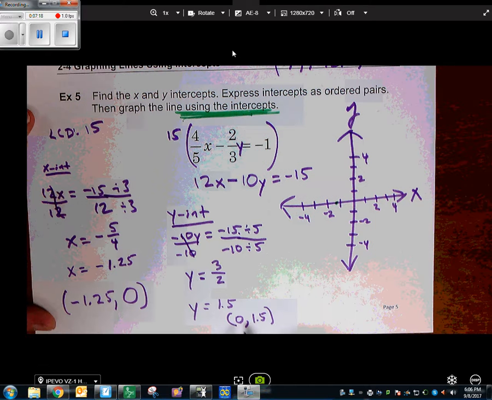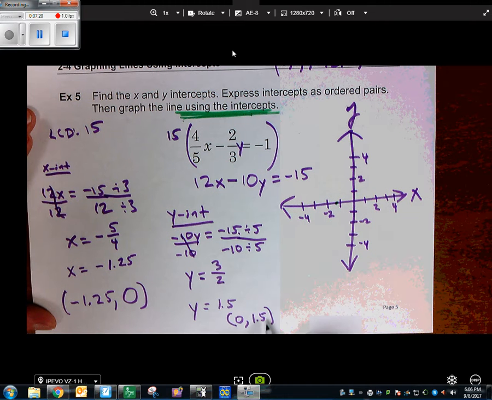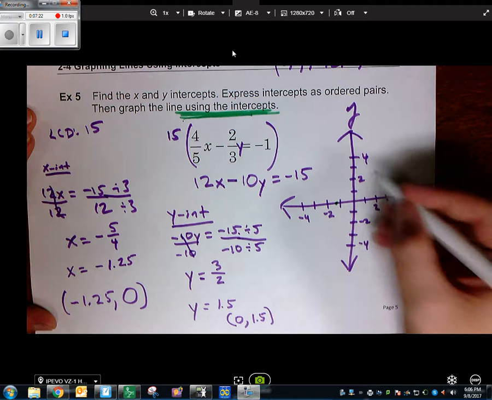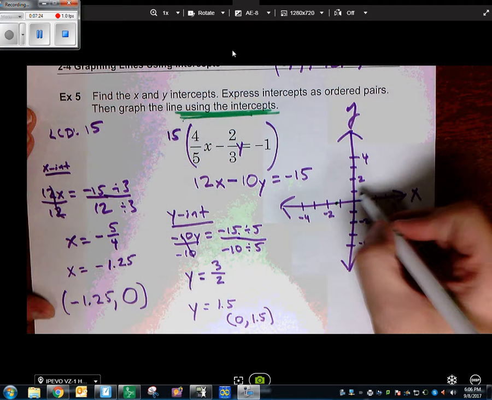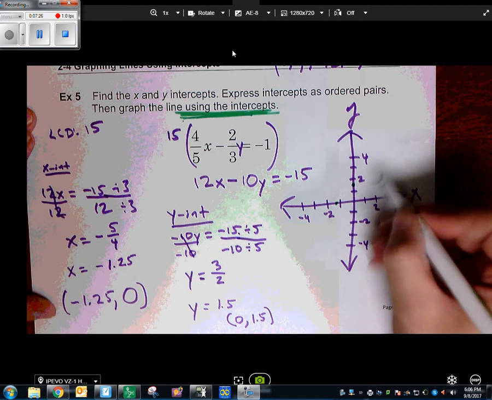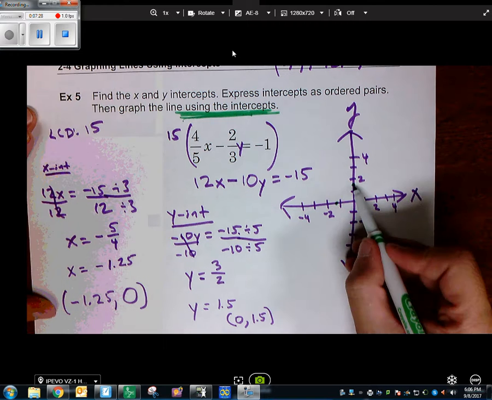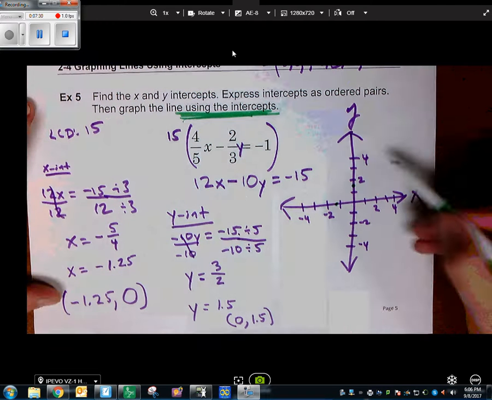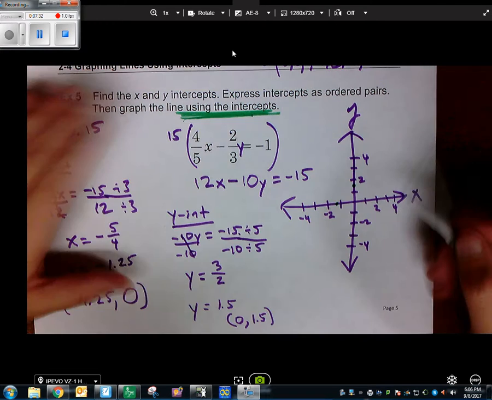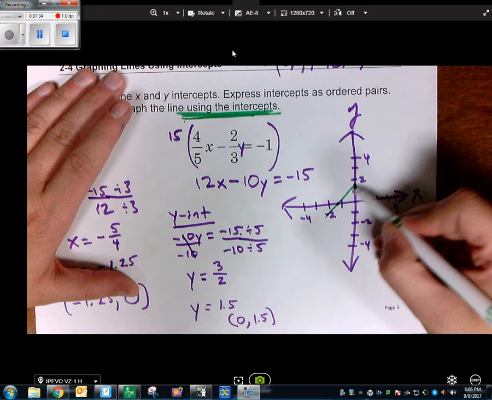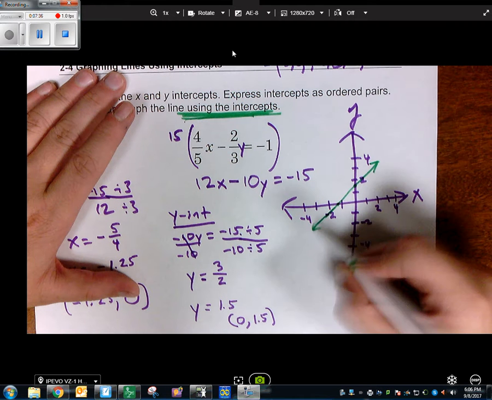Now, 1.5, that's our y-intercept. On the y-axis, I'm going to be halfway between 1 and 2. Place a dot halfway between 1 and 2. There's my y-intercept. I have my two intercepts plotted. Connect them, slap some arrows on the ends, and we are done.